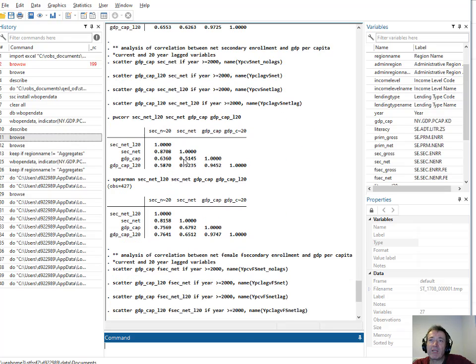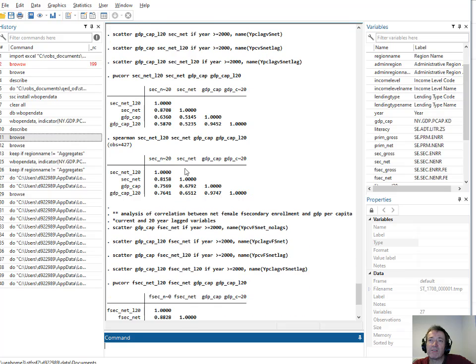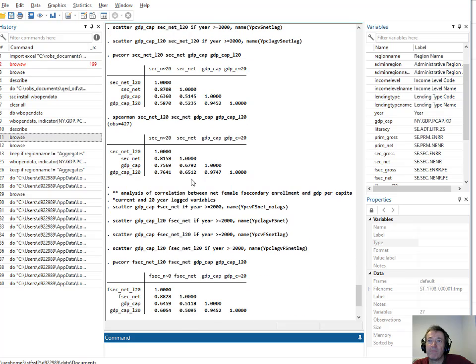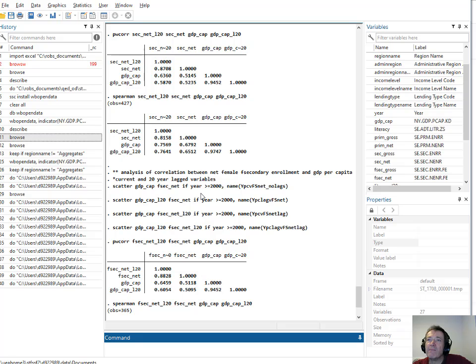Similarly for the secondary education, fairly strong on the Pearson's, even stronger with the Spearman's correlation coefficients. And there, when you lag the secondary education, that seems to be distinctly stronger. So there is evidence of an effect from secondary education to income.